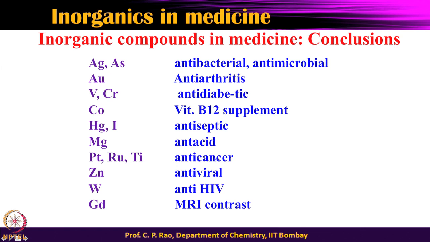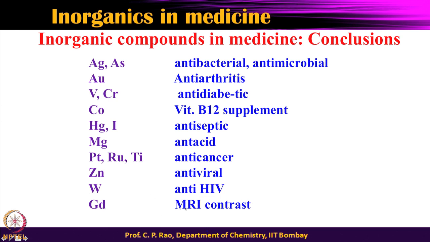Platinum, ruthenium, titanium are anti-cancer, of which we know platinum compounds very well; they are well demonstrated, well accepted, and already in the market, whereas ruthenium and titanium have not hit the market yet, but they are reasonably well shown for their activity. Zinc has antiviral and wound healing effects, many kinds of uses, and tungsten is anti-HIV.